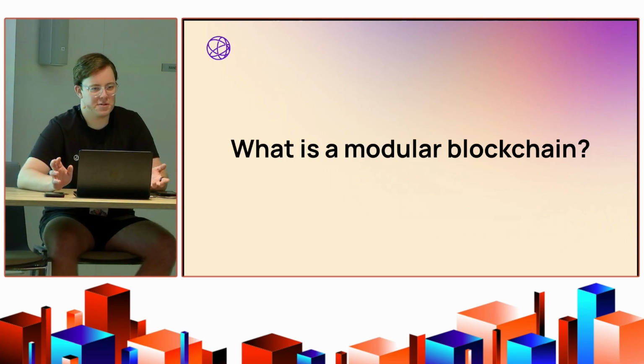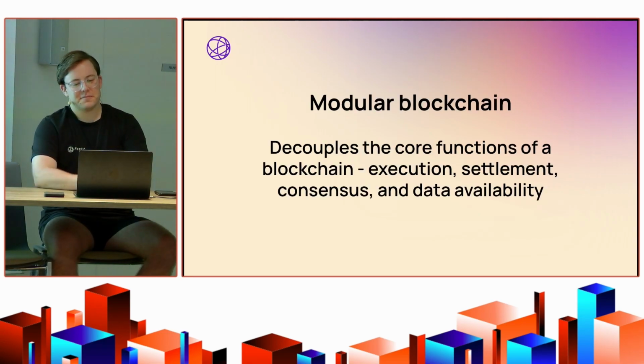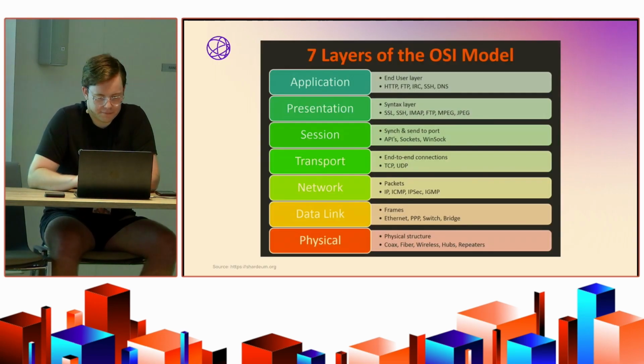So first, what is a modular blockchain? We're here for the Modular Summit. You've probably heard modular more times than you want this weekend. But let's define it. A modular blockchain is a blockchain that decouples the core functions of the blockchain as we normally understand it. And these are execution, settlement, consensus, and data availability. Execution and settlement often get combined into one, but there are designs where these two functions do happen differently.